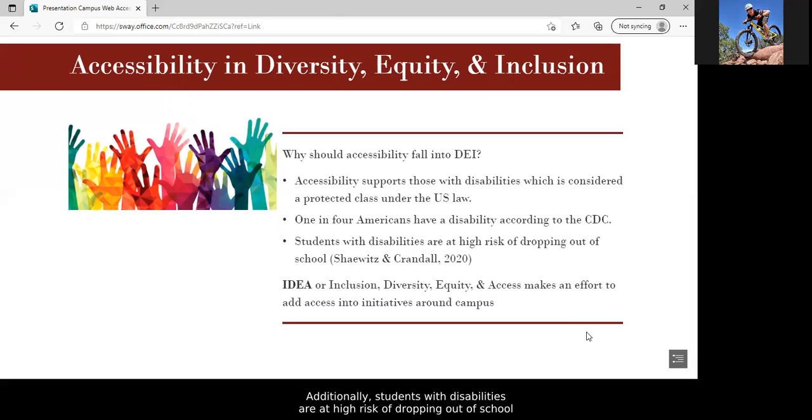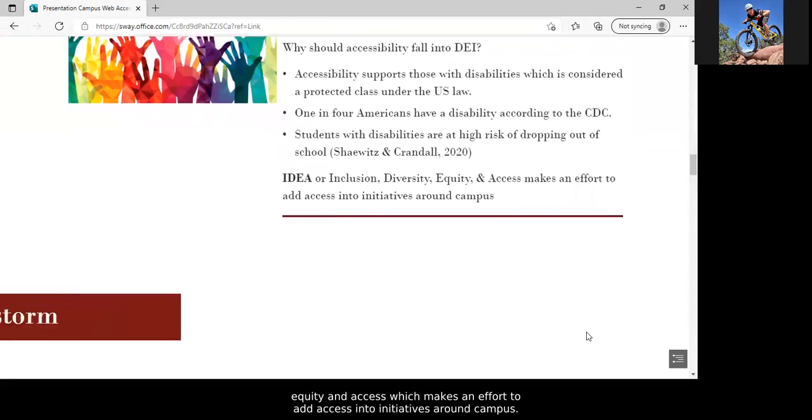Additionally, students with disabilities are at high risk of dropping out of school, which impacts all of us in higher education. There has been a push for adding access into DEI initiatives. You may see the acronym IDEA, or Inclusion, Diversity, Equity, and Access, which makes an effort to add access into initiatives around campus.